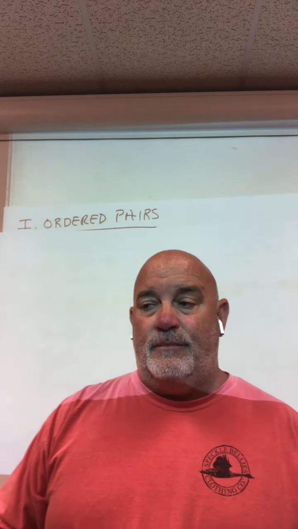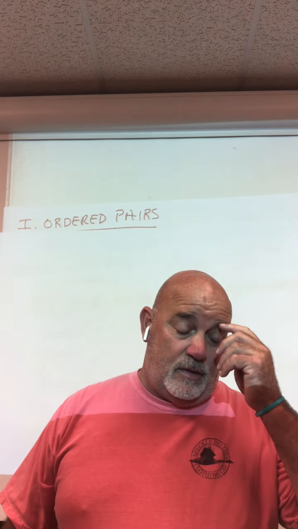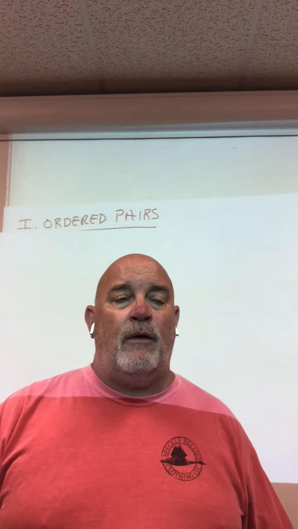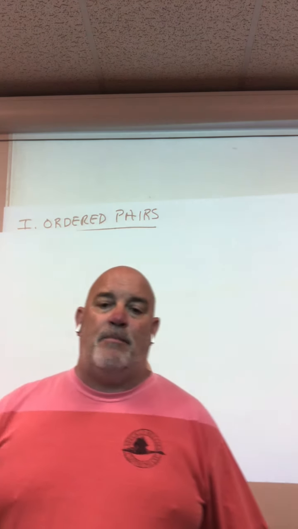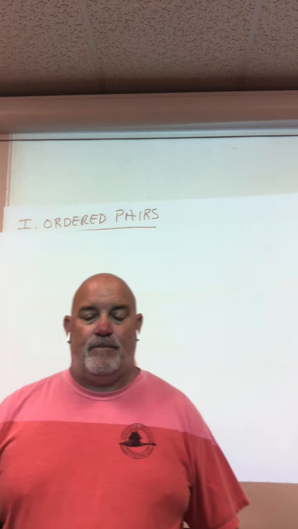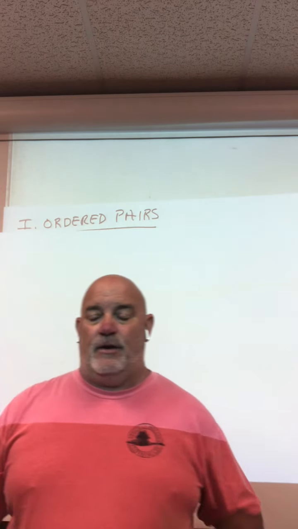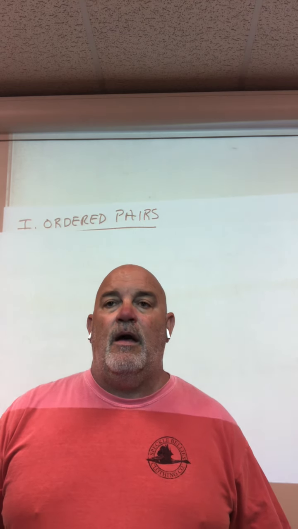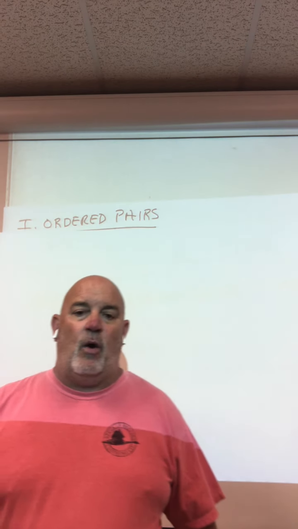The domain of a set of ordered pairs is the list of all first elements in every ordered pair. Okay, next definition. The range of a set of ordered pairs is the set of all second elements in every ordered pair.